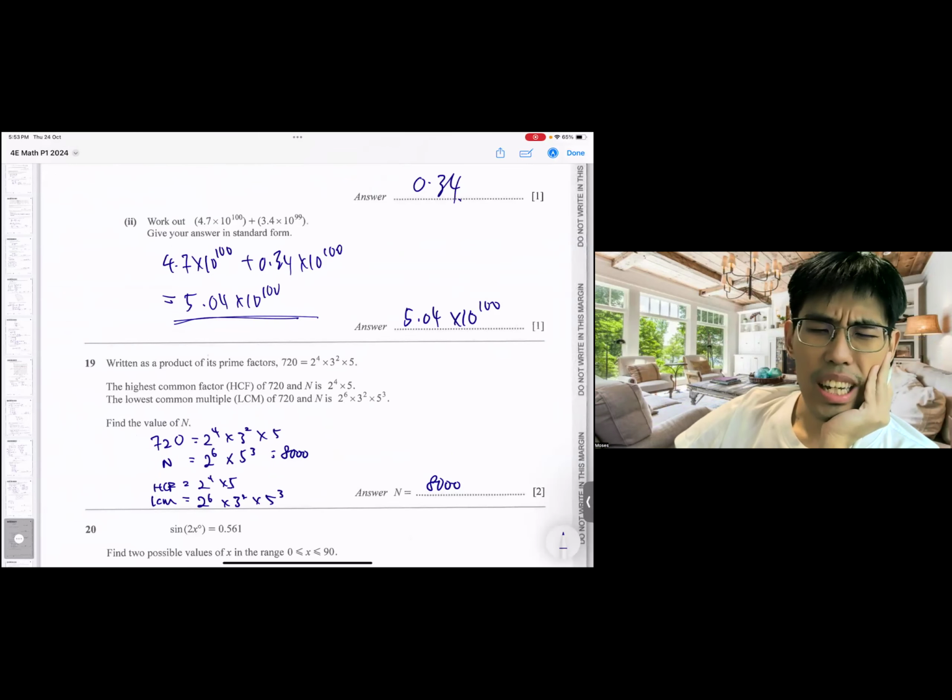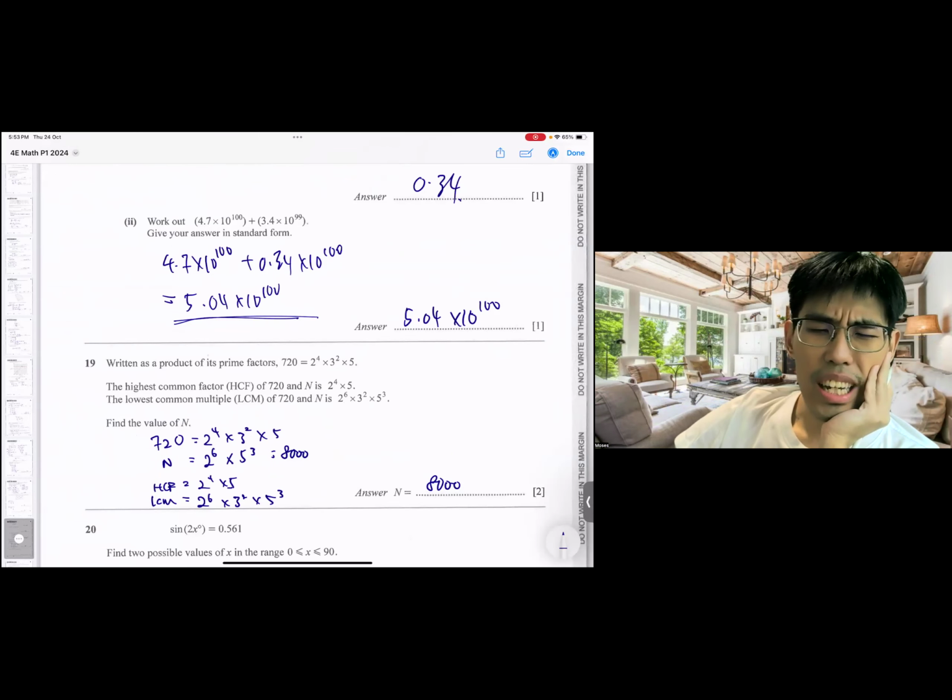Okay, so once again we can use the index notation to go back and check our answers to ensure that the HCF and LCM are correct. So 2 to the power of 4, 5. 2 to the power of 6, 3 squared times 5 cube. Okay, all good. Answer 8,000. Okay, next. Sine 2x equals 0.561.